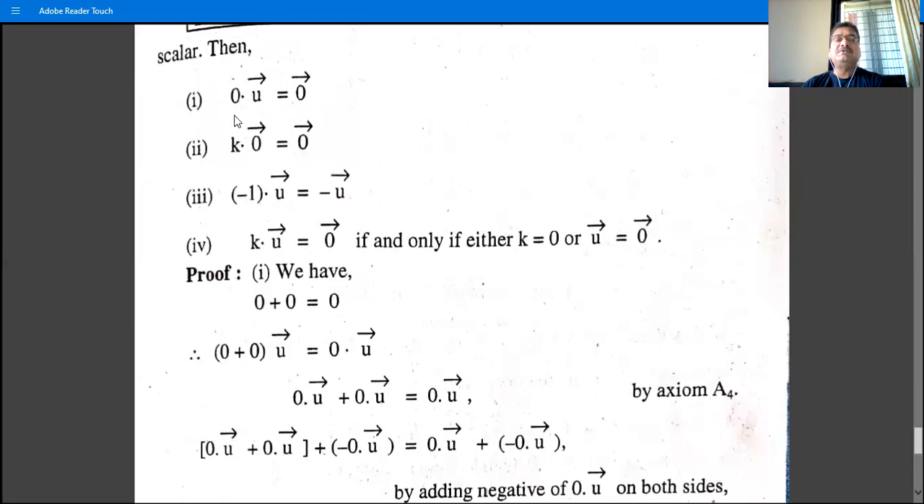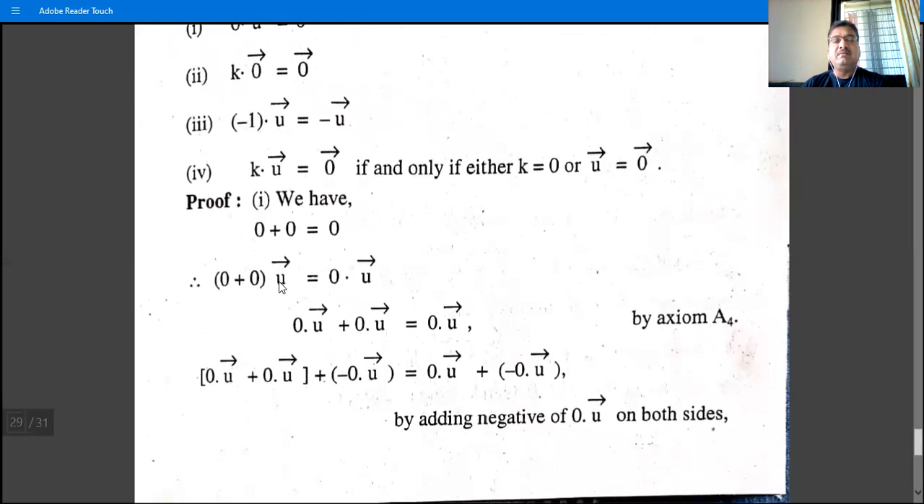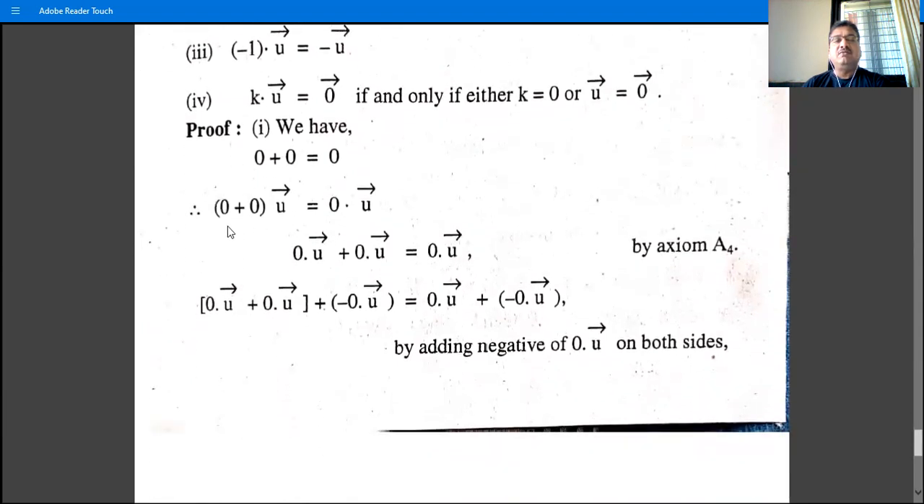So we have to prove the first property. 0 plus 0 is equal to 0. Then multiply by u bar on both sides. So we have 0 times u bar plus 0 times u bar is equal to 0 times u bar, by using axiom number 4, that is, (k plus l) u bar is k u bar plus l u bar, where k and l are scalars, and here 0, 0 are scalars.